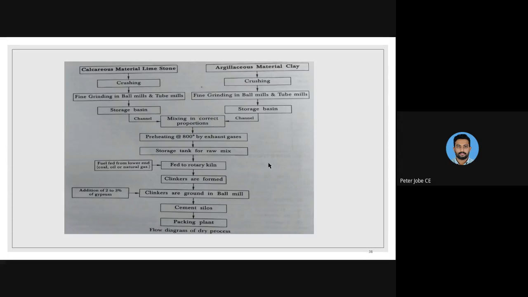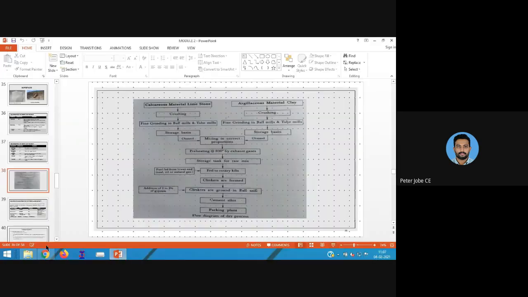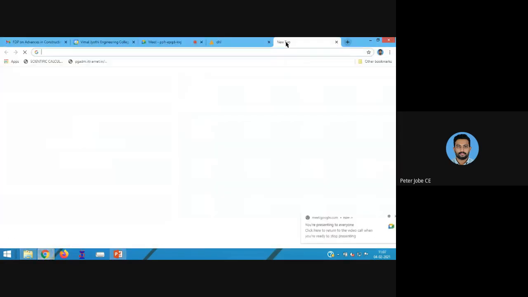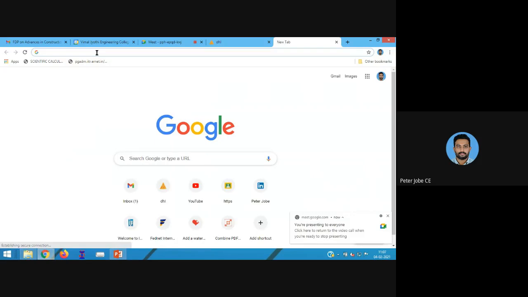At that time we keep adding gypsum at 2 to 3%. We grind the clinkers at that time, and then we store it in silos. Have you seen silos? Silos are actually something you need to see. I'll just show that.